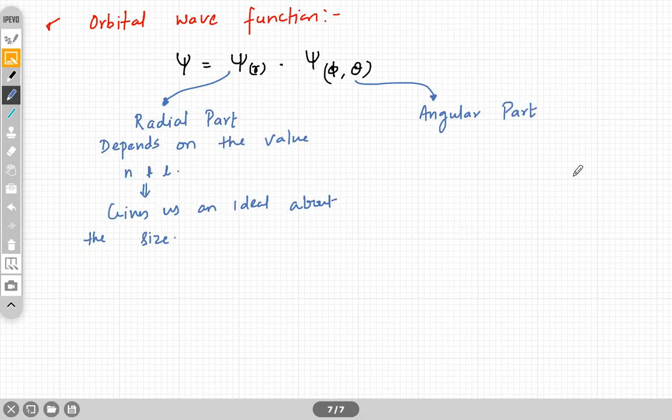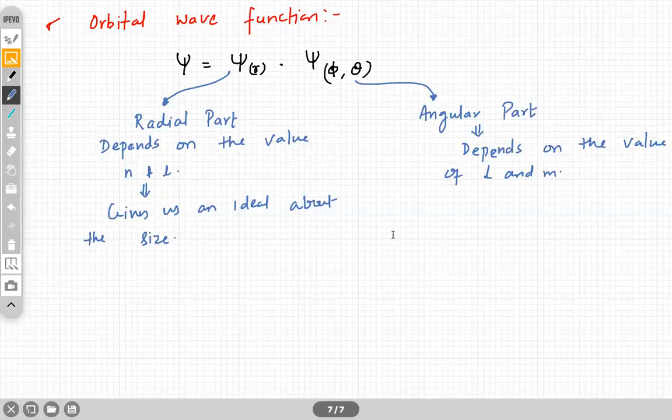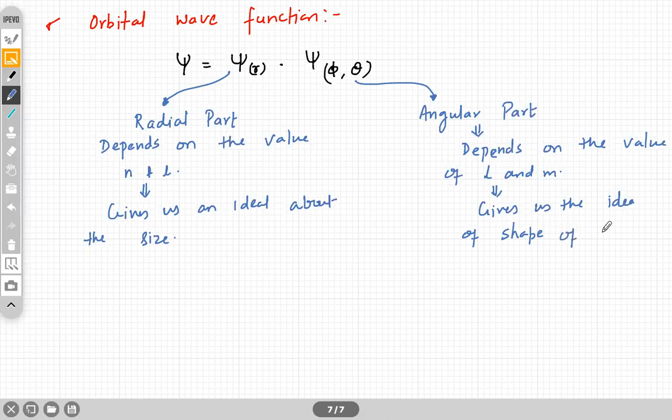This is the angular part, and it depends on the value of L and M, the quantum numbers. The radial part gives the size of the orbital, while L and M give us the idea of the shape. Shape of orbital.